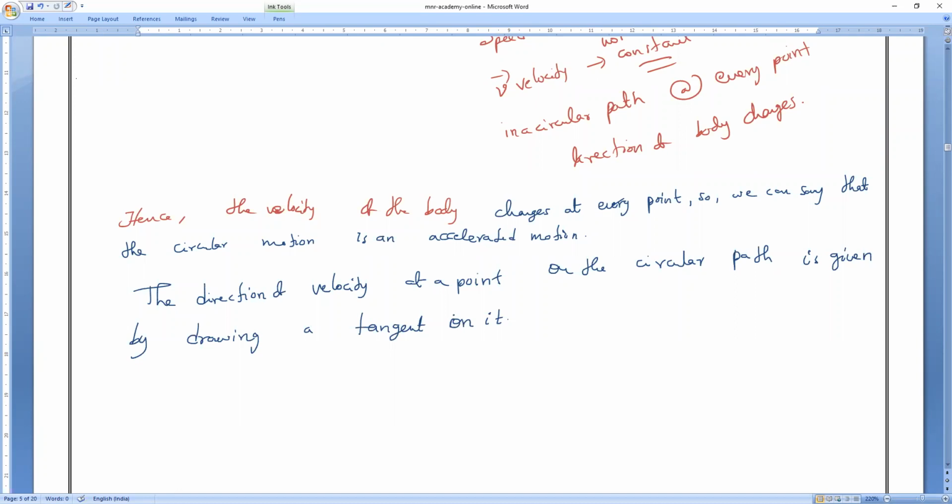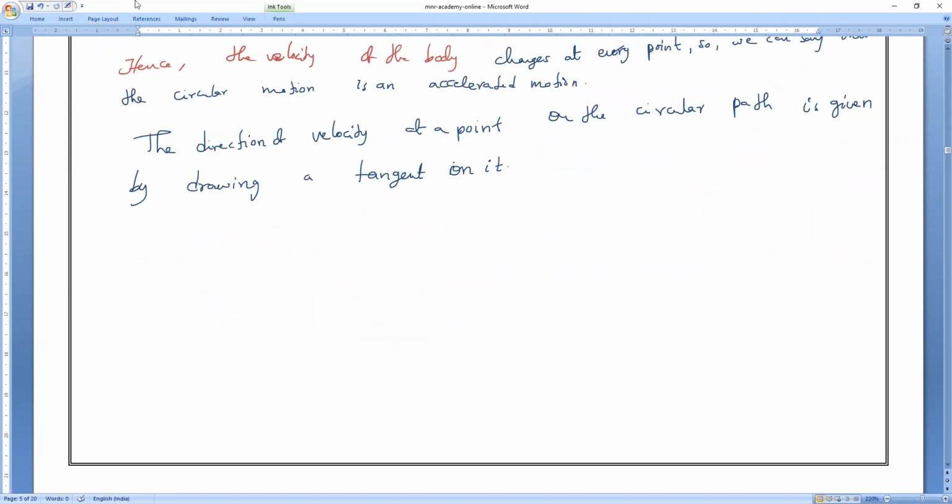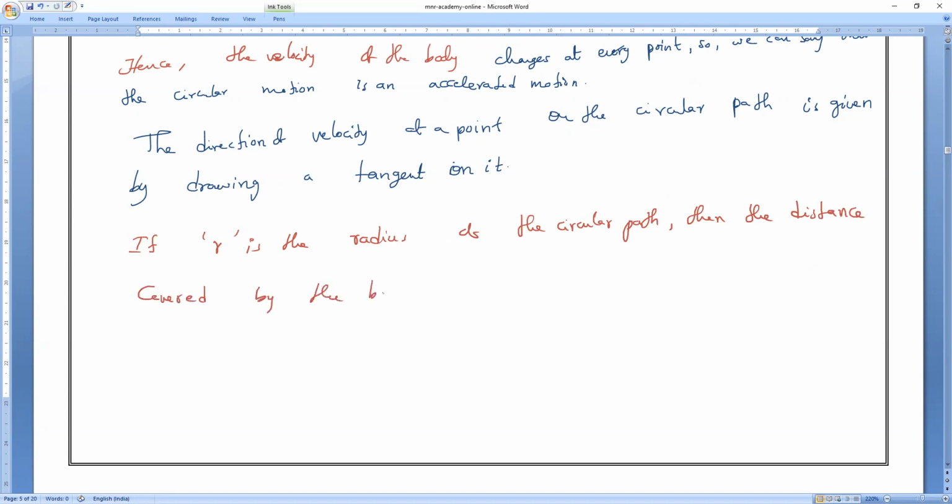Now we are going to develop the formula. If you have observed yesterday's videos, anybody watch? So let us make the formula now. Let us consider R is the radius of the circular path. Then the distance covered, already I taught you at the beginning of this chapter, distance covered by the body in one cycle. What is that? 2 pi r. One cycle is 2 pi r.